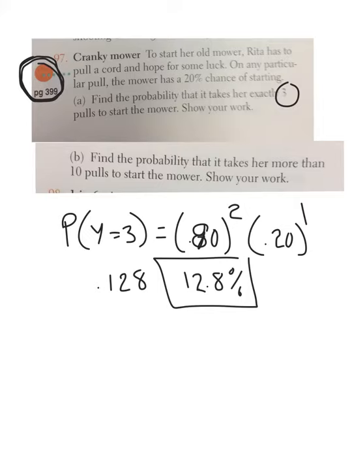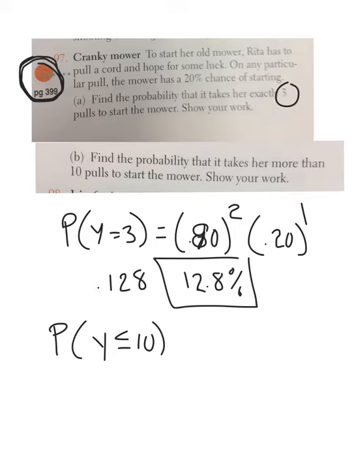So find the probability that it takes her more than 10 pulls to start the mower. So that's 11, 12, 13, 14, forever. So let's figure out what if she starts it on the first pull, or the second, or the third, or the fourth pull? And we'd have to do all those probabilities all the way up to 10 pulls. Oh, you know what we should do? What if we just said, what's the probability that Y is less than or equal to 10, and then subtract it from 1, right? Because that would give you everything else.